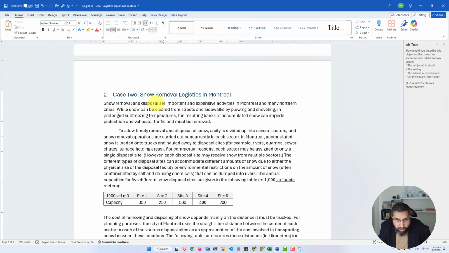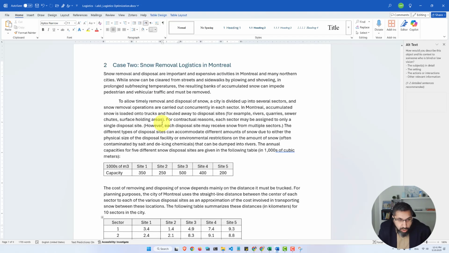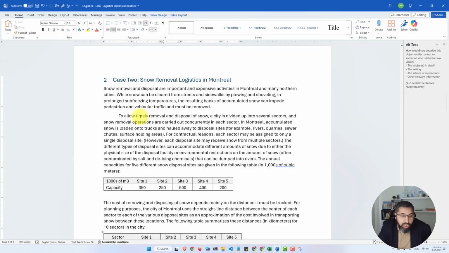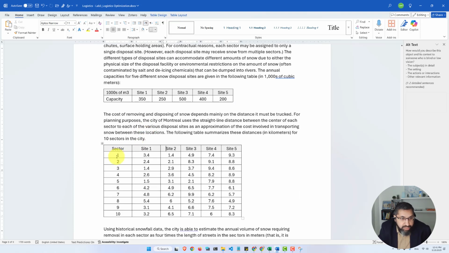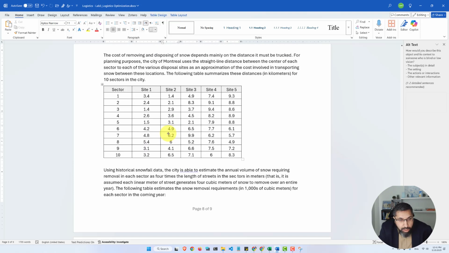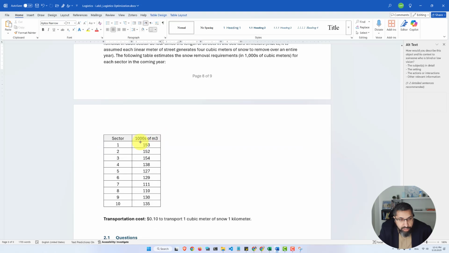Some university faculty did this modeling for the city to tell them how to cost efficiently dispose of the snow, right? This case is based off that real analysis. In the real analysis, they may have had more than 10 sectors, more than 5 sites, but to keep it manageable, we have modeled the same problem with the same complexity, but not exactly the exact same data.